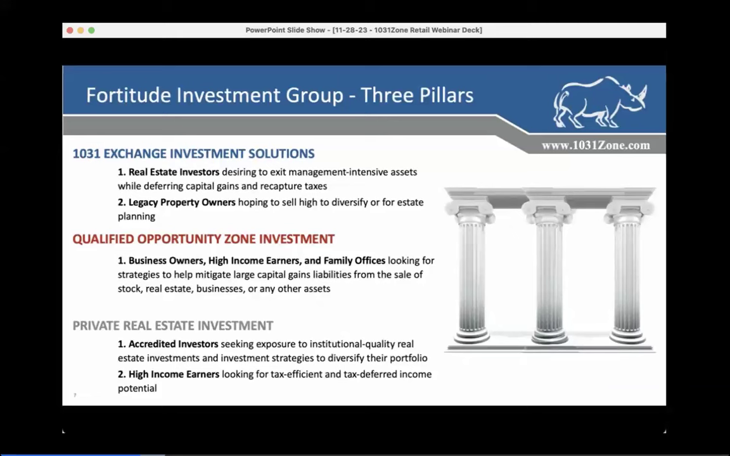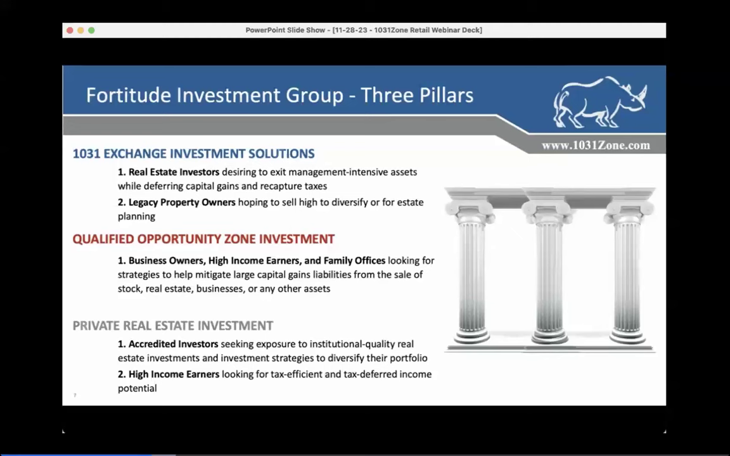Now, some of the different pillars of our business, and then we're going to get into the bulk of this presentation here. But first, Fortitude Investment Group, our 3 pillars. So the first one I've kind of covered a little bit, 1031 exchange investment solutions. Guys, if you know what the term qualified intermediary is, our firm does not act as the qualified intermediary. We are simply providing the replacement solution for your 1031 exchange proceeds if you're looking to be passive in ownership. Okay, and that is the first pillar of our business.